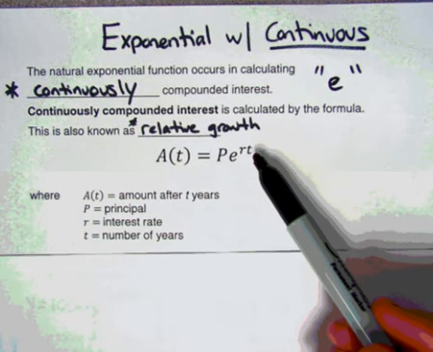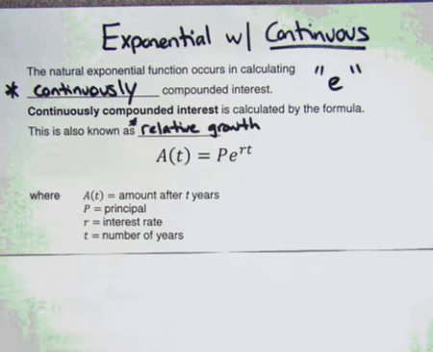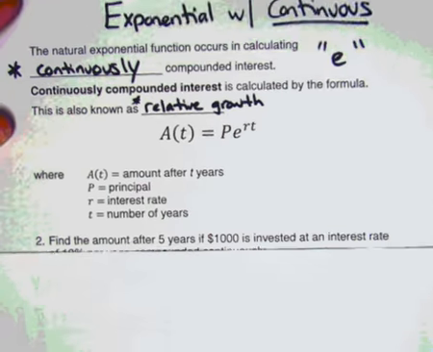And here again, because we see the letter r, there's no need to add in the 1, like we did with the ab to the t formula. We can actually use just a simple decimal as our rate. Okay, so let's try an example.